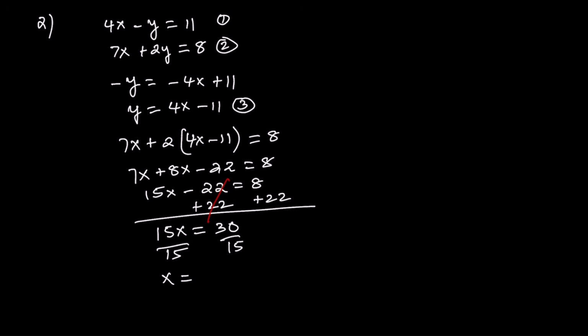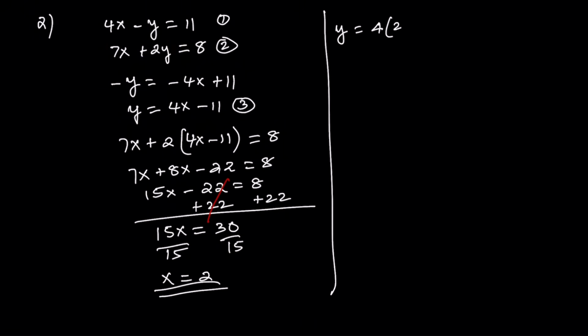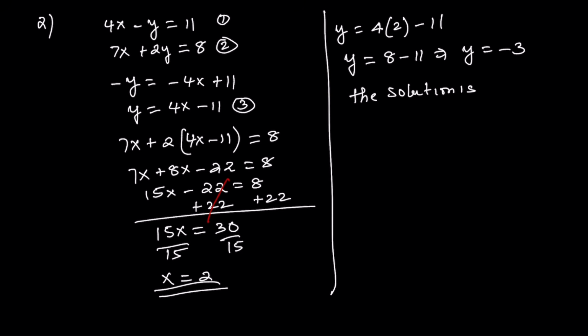x = 2. Now we substitute this value back into equation 3. y = 4 times 2 - 11. 4 times 2 is 8, so we have y = 8 - 11. That gives y = -3. So the solution is x = 2 and y = -3. And that completes the example.